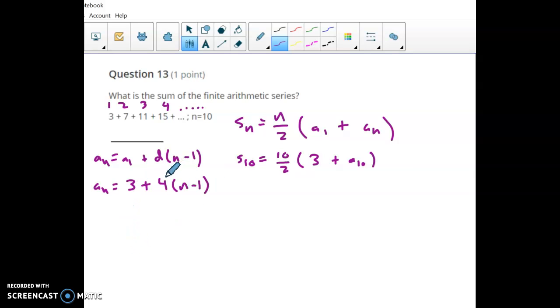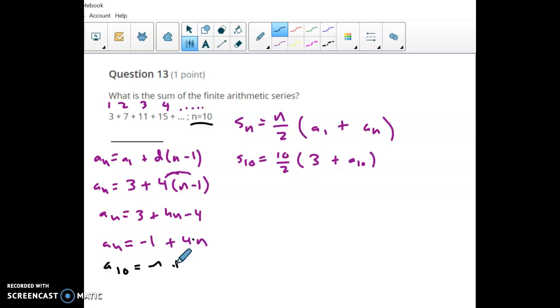All right, and then normally we clean this up with the distributive property. So we have 3 plus 4n minus 4. Combine the negative 4 and the 3, so negative 1 plus 4n. So that's our little formula. And now we want to find the 10th term when n is 10. So a sub 10 would be negative 1 plus, sorry for the poor handwriting, negative 1 plus 4 times 10. And so a sub 10 is just going to be 40 plus negative 1, 39.